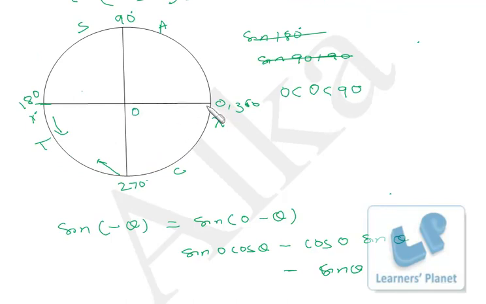So this is the line of 0. If we are talking about sin(-θ), that means we are talking about the fourth quadrant. So you write sin(-θ), or you write sin(0 - θ), or you write sin(360 - θ), same thing, right? Because we are talking about the fourth quadrant. So in the fourth quadrant, sin θ is negative. So sin(-θ), sin(0 - θ), sin(360 - θ) is -sin θ.